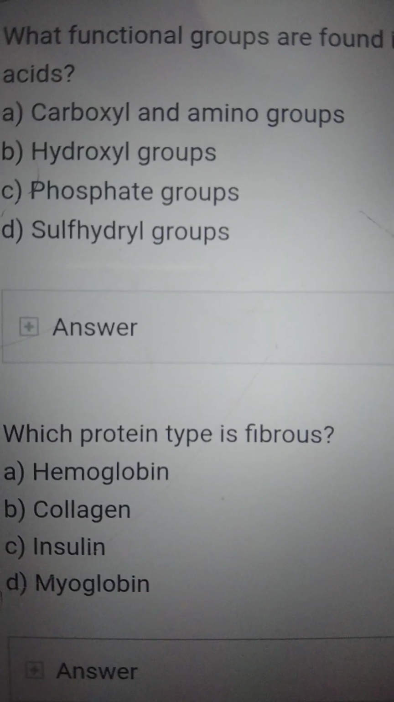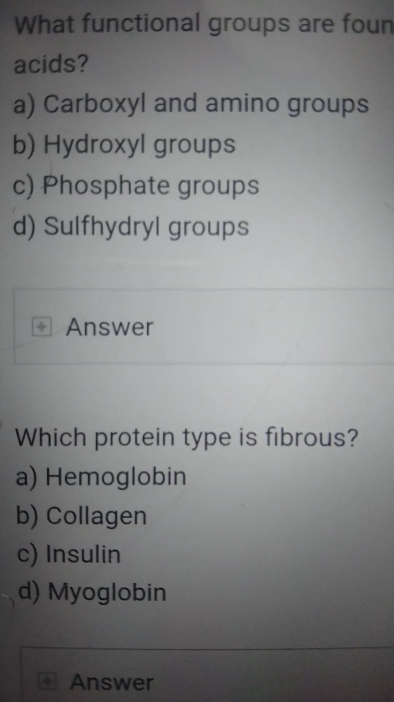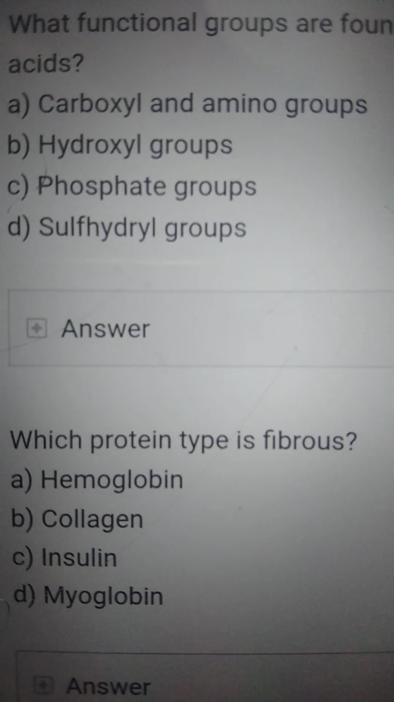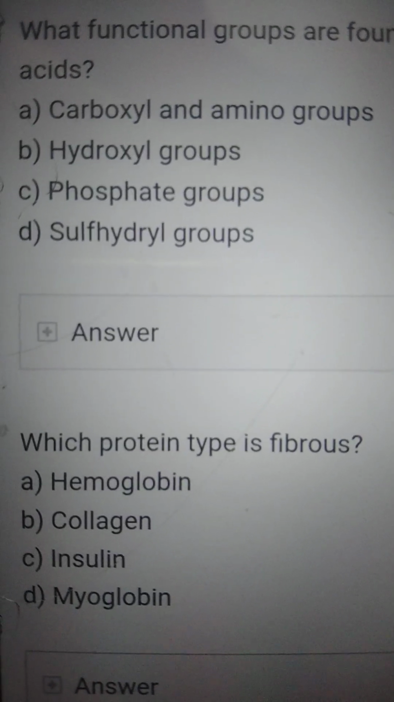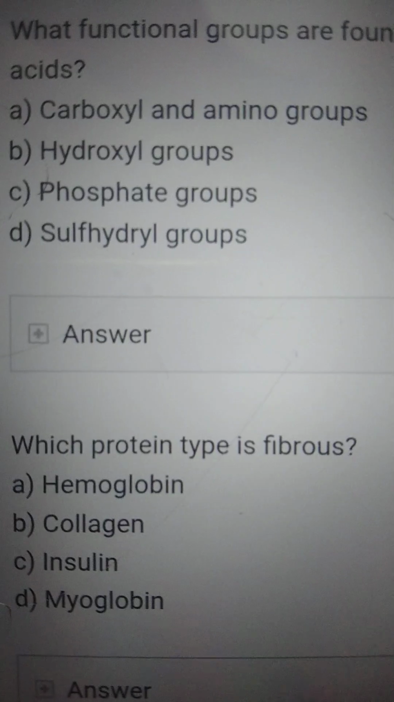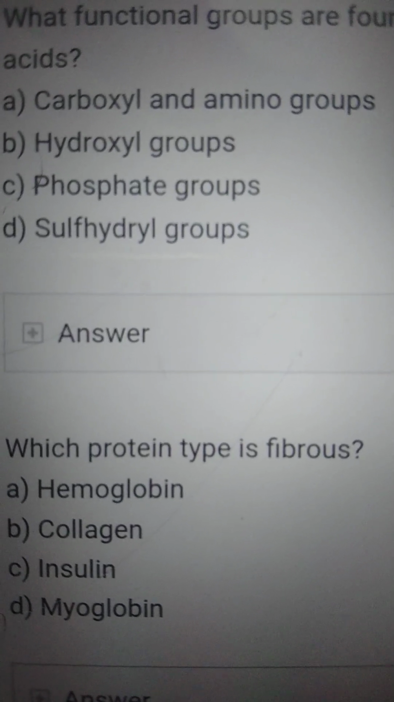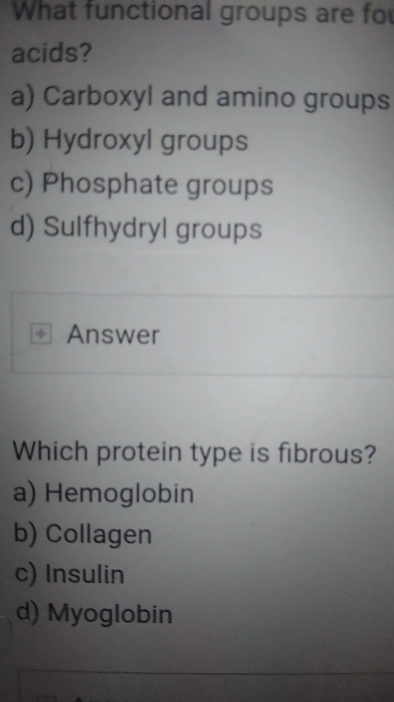What functional groups are found in all amino acids? Carboxylic and amino groups, hydroxyl groups, phosphate groups, or sulfhydryl groups. The answer is carboxyl and amino groups. Which type of protein is fibrous? Hemoglobin, collagen, insulin, myoglobin. Collagen.